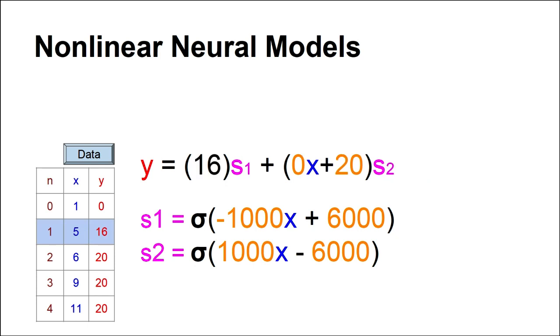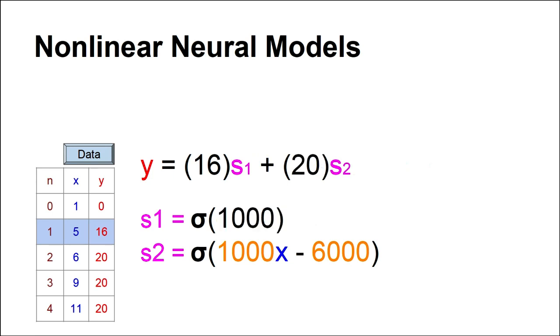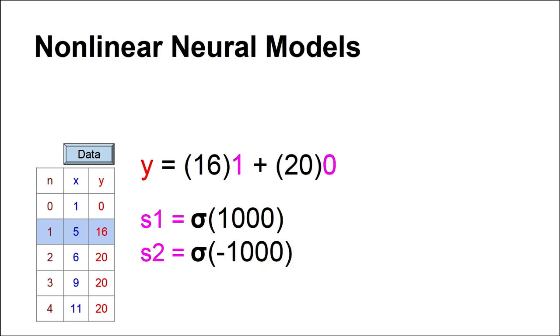So just to show you how it would work, if you take this value here, then x is equal to 5, so that will be 16, that will be 20. And the first sigmoid function will be 1,000. The second sigmoid function will be minus 1,000. And basically, this means that we will activate the first function and not the second one. So the second one will be nullified, basically. So we still get the value 16.